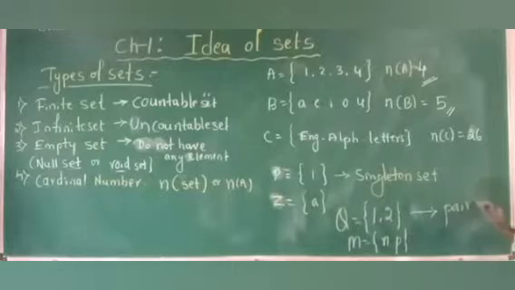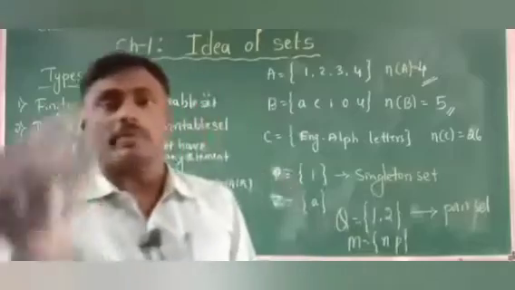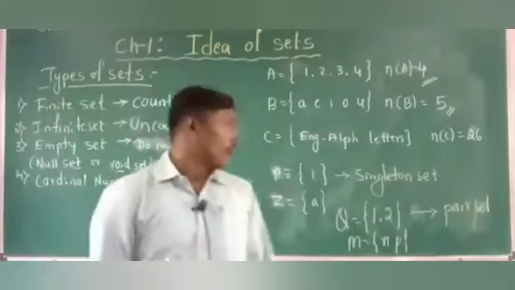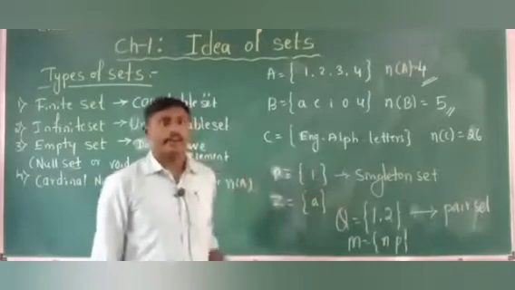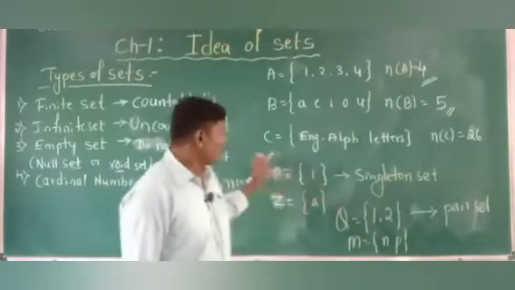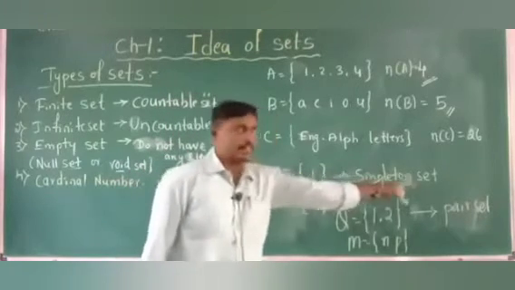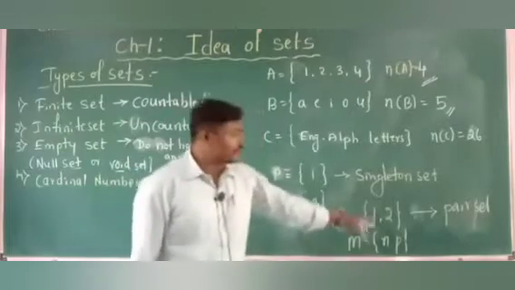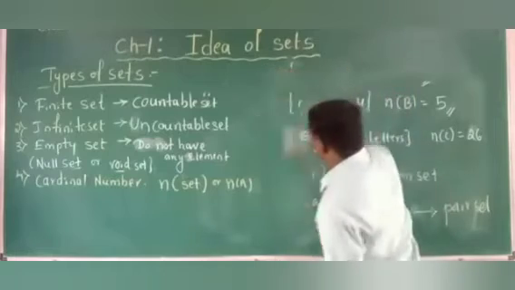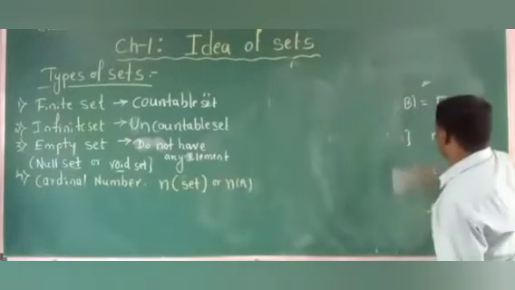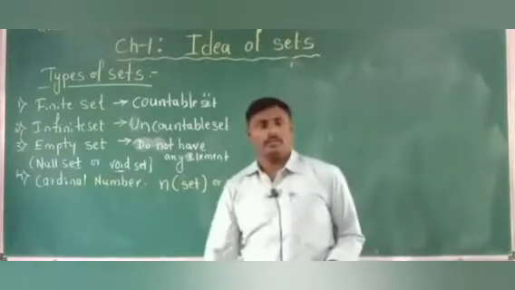Pair set. So how can you define the pair set? If any set has 2 elements, then that set is called a pair set. Okay. If a set has a single or one element, that set is called a singleton set. If a set has 2 elements, then that set is called a pair set. Okay. Next one, some important concepts related to the cardinal numbers.